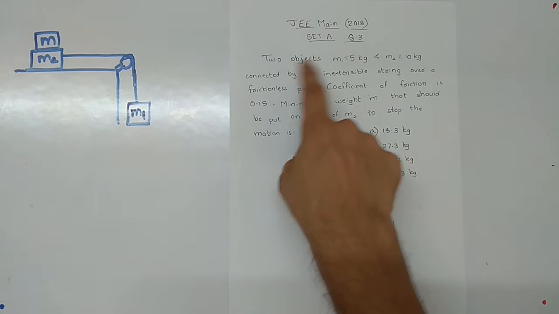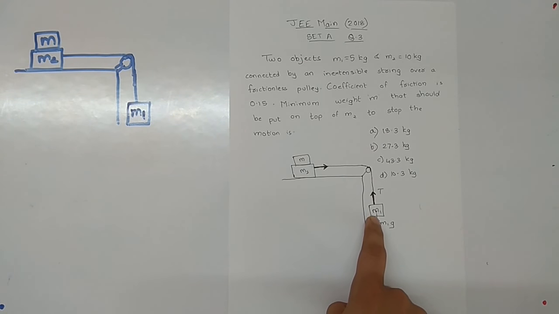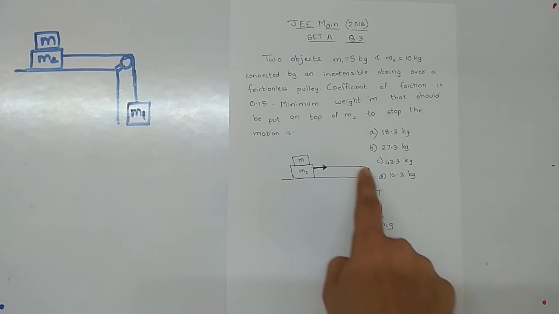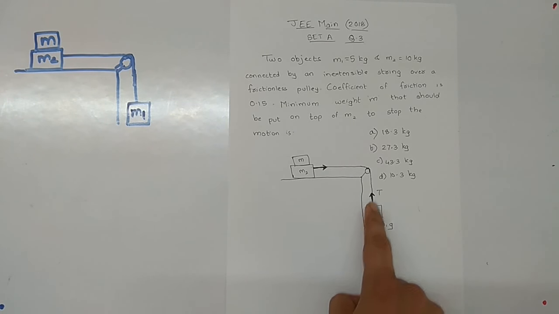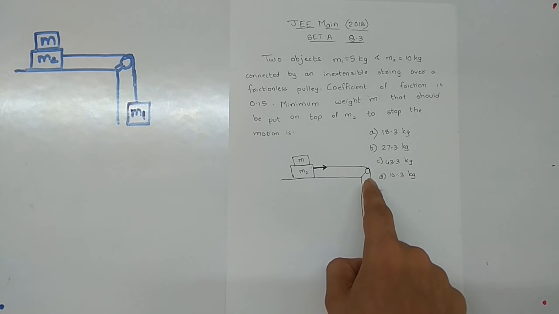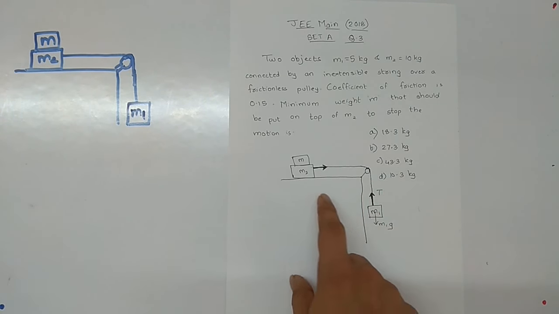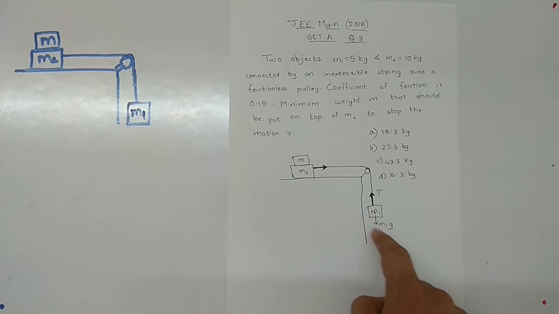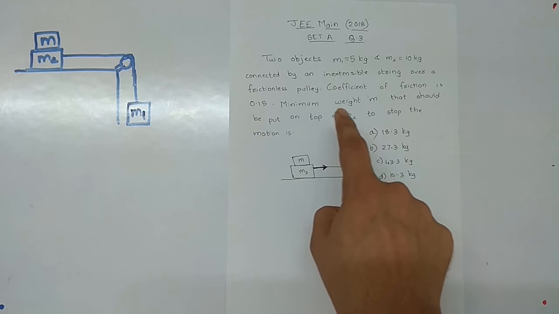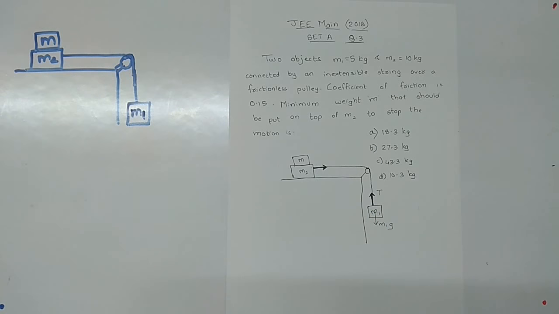There are two objects of mass m1 5 kg and m2 10 kg connected by an inextensible string over a frictionless pulley. The coefficient of friction is 0.15. Now you should remember the coefficient of friction is for this surface only, because this object is hanging in air. So we are considering the coefficient of friction for this horizontal surface. The coefficient of friction is 0.15.